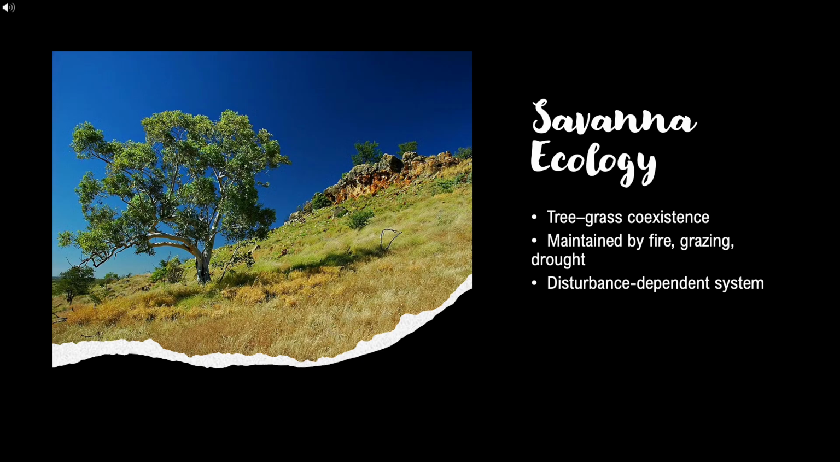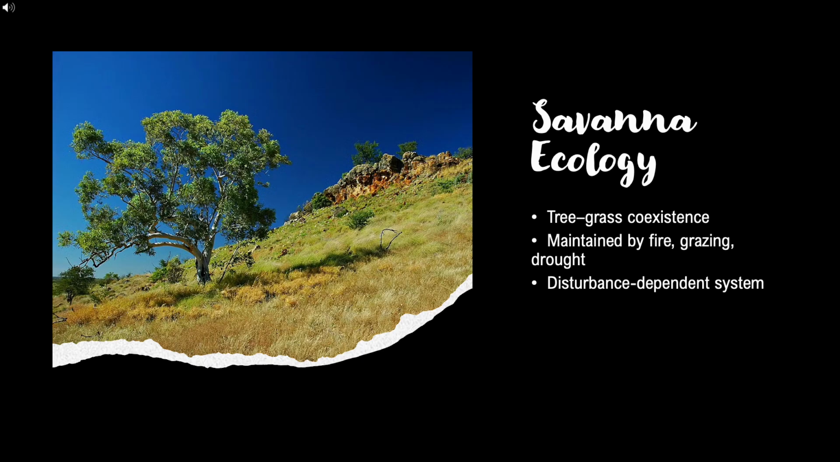Savannas are one of the most fascinating and counterintuitive ecosystems we'll discuss today. At first glance, a savanna looks simple, scattered trees over a grass layer, but ecologically, it's a complex and dynamic system, and it's definitely not a degraded forest. The defining characteristic is the coexistence of trees and grasses. These two growth forms are competitors. They're both competing for the same resources, and yet they manage to coexist across vast areas. How? The answer is disturbance.